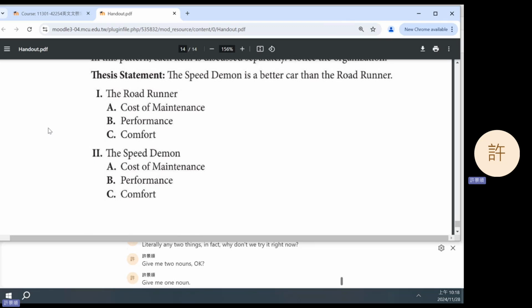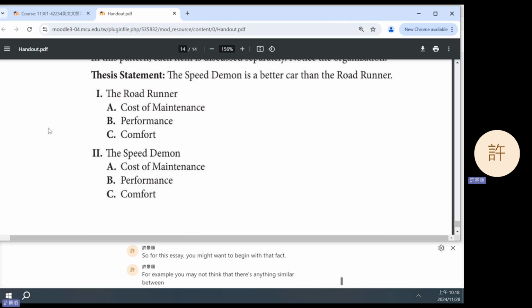Cars and coffee. Let's compare cars and coffee. So first off, both are things. Okay, so these two obviously seem quite different. So for this essay, you might want to begin with that fact. For example, you may not think that there's anything similar between cars and coffee. But today I want to tell you about some surprising similarities.